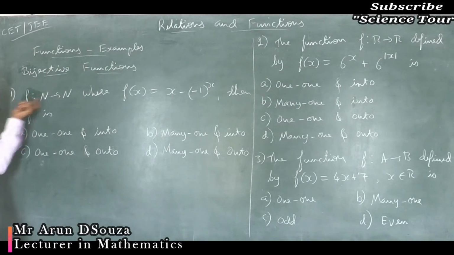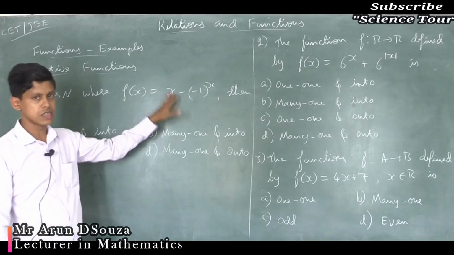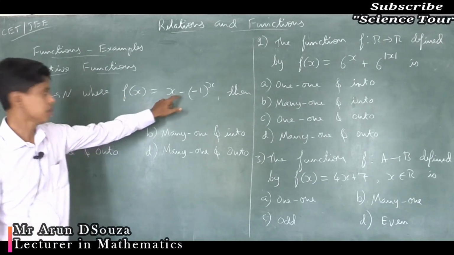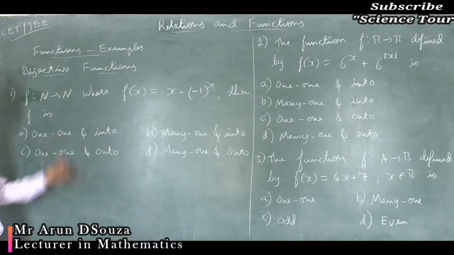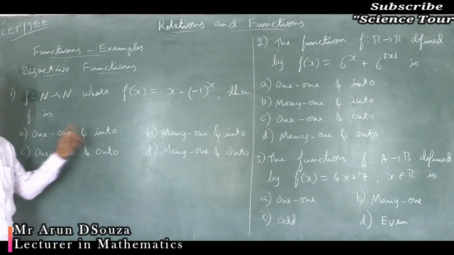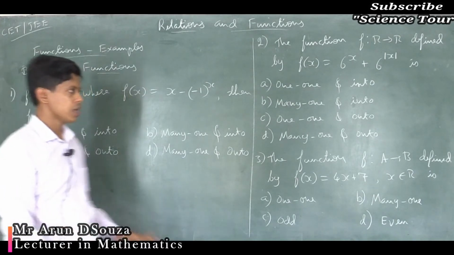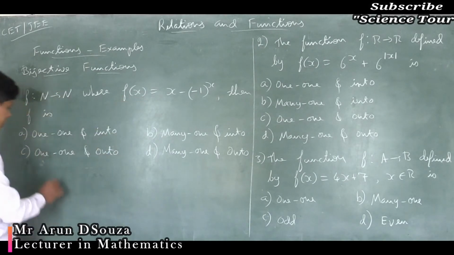So this is a function from natural numbers to natural numbers where f of x is defined as (-1)^x. Then f is, so you have got four options which is a combination of one-one, onto, many-one and into. So we will rewrite this function in the simplest way so that we can understand that.